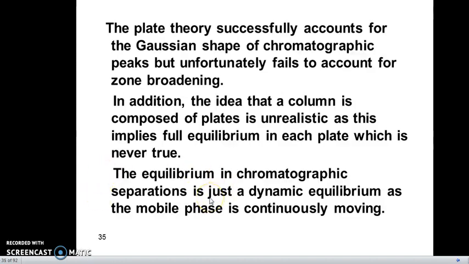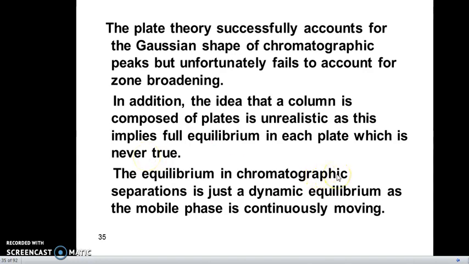So in this way, the plate theory successfully accounts for the Gaussian shape of the chromatographic peak, but unfortunately fails to account for zone broadening. If the zone broadening is high, it is unrealistic, as it forms unattained full equilibrium in each plate. So this does not actually give satisfactory results.